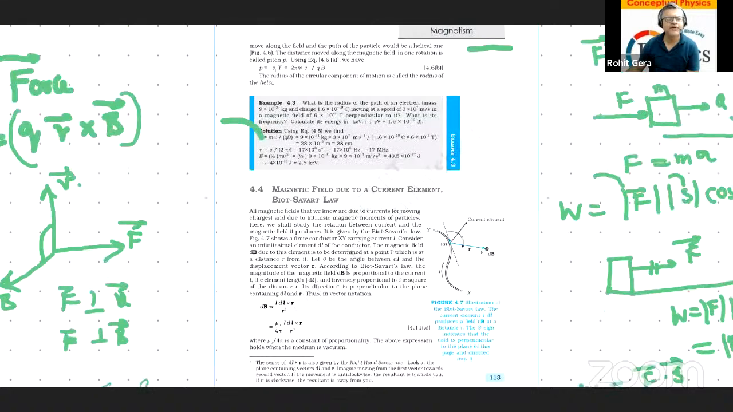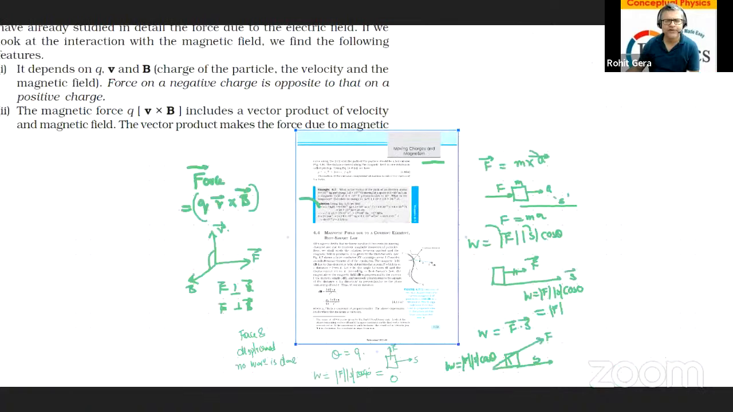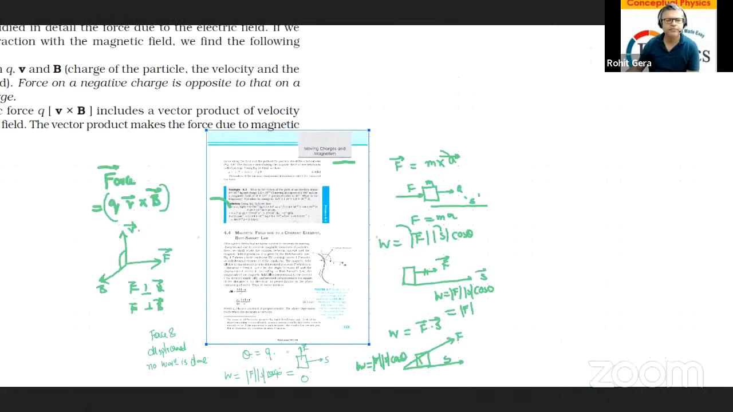All right. Try 4.3. You can try it on the right hand side or left hand side, wherever you want to.